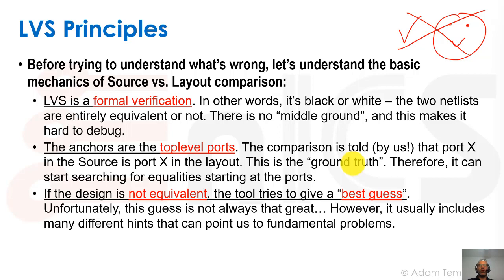If the design is not equivalent, the tool tries to give a best guess. So we said before that there's no middle ground, but the tool wants to help us debug, so it's going to invent this type of a middle ground. It makes a guess. Unfortunately, the guess is not always that great. Sometimes what it puts out is just complete chaos. But it usually includes many different hints that can point us to fundamental problems, and we'll use this in a few seconds to actually try and debug our LVS problems.